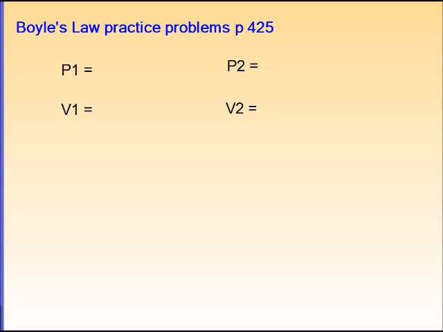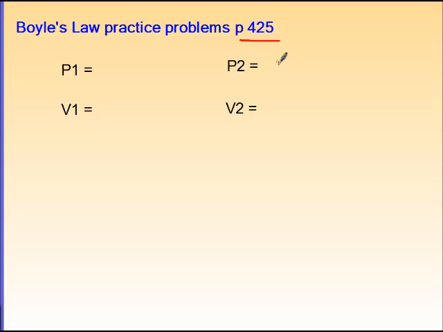So let's try one. If you open your book to page 425 and you look at your book, so take a moment, pause the video and open your book up and look at question number 1. It says a sample of oxygen has a volume of 150 mL at a pressure of 0.947 atmospheres. What is the volume of the gas at the pressure of 1 atmosphere?